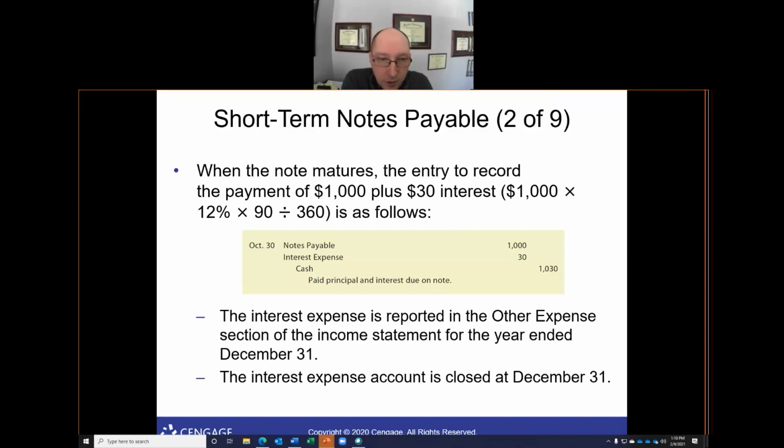Okay, so we debit notes payable, which is the face value of 1,000. We debit interest expense because we're paying interest on top of the notes payable. You got to make sure that it's always separated out, okay? The reason being is because we account for interest separately than the face value. So debit notes payable, debit interest expense, and credit cash. Remember, your debits always equal your credits.